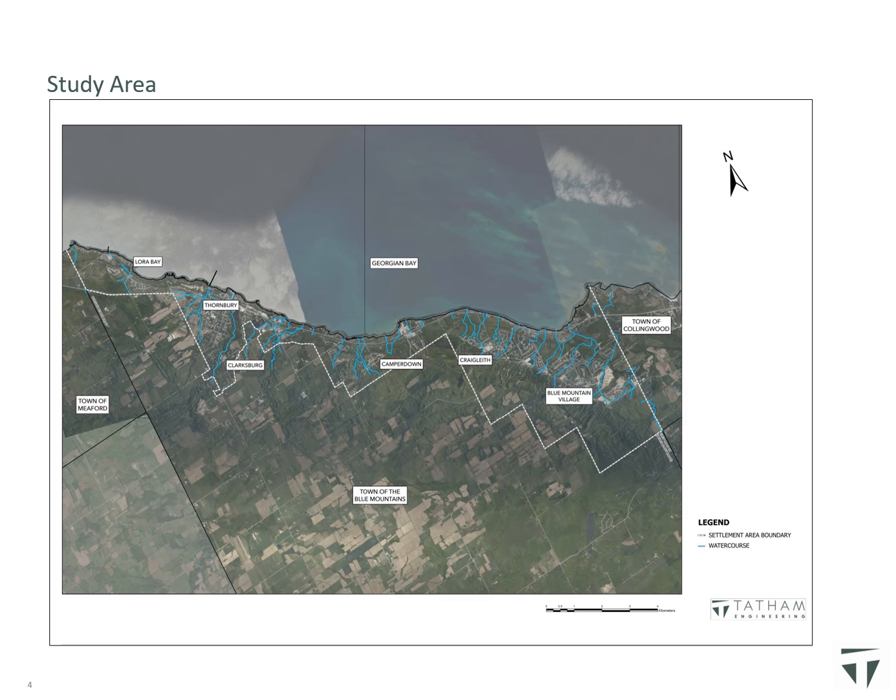The study area covers settlement areas from Christie Beach Road in the west to Grey Road 21 or Osler Bluff Road in the east. Georgian Bay forms the north study boundary, and the settlement area boundary generally forms the study's south limit.